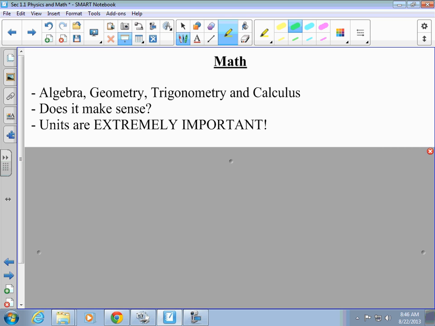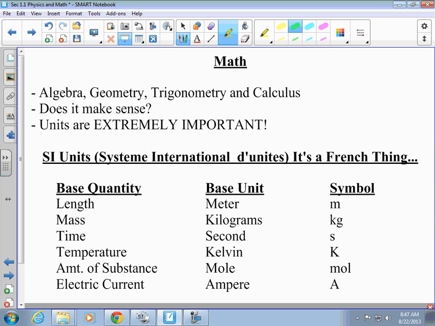All right, but anytime you do math, you got to ask yourself a couple things. First things first, does it make sense? If I'm doing a problem and I figure out a car to be going 250 meters per second, does that really make sense? Can a car really go 2.5 football fields in 1 second? Probably not. So you kind of have to be aware of your answers. And then units are extremely important. And remember, we use the international system of units, which mostly is based in the metric system.